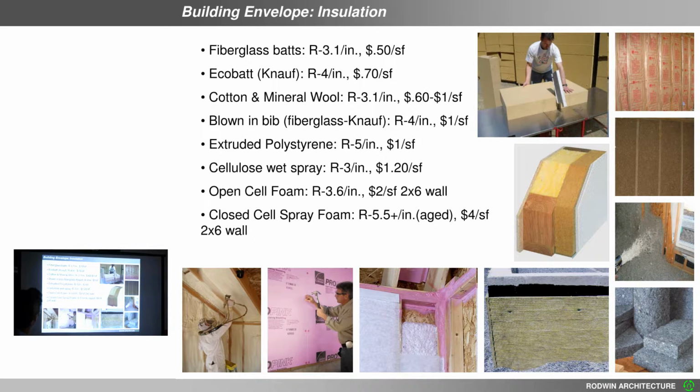These two foams right here are the best insulation. Open cell spray foam doesn't insulate as well, but it's a lot less expensive than the closed cell spray foam. If you're looking for maximum energy efficiency, something like a passive house or a net zero energy house, you really need to be using these, in many cases, plus the exterior wrap of the extruded polystyrene.